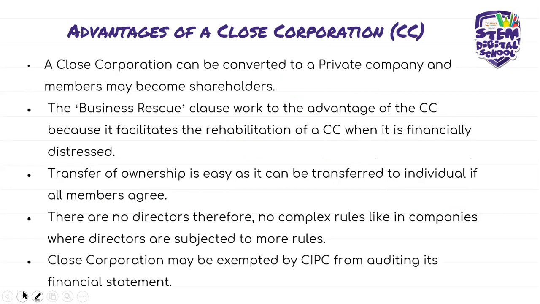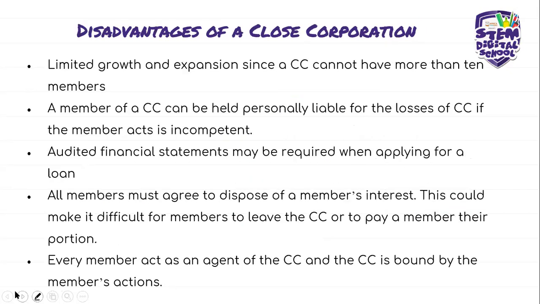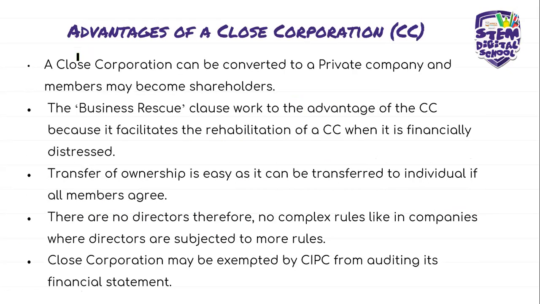Now, when we look at your, okay, sorry about that. We are still on advantages, guys. We're not yet done with our advantages. Another advantage of a close corporation is that it can be converted to a private company and members can become shareholders. Wow, that's very exciting. We know that CCs can be converted to a private company.